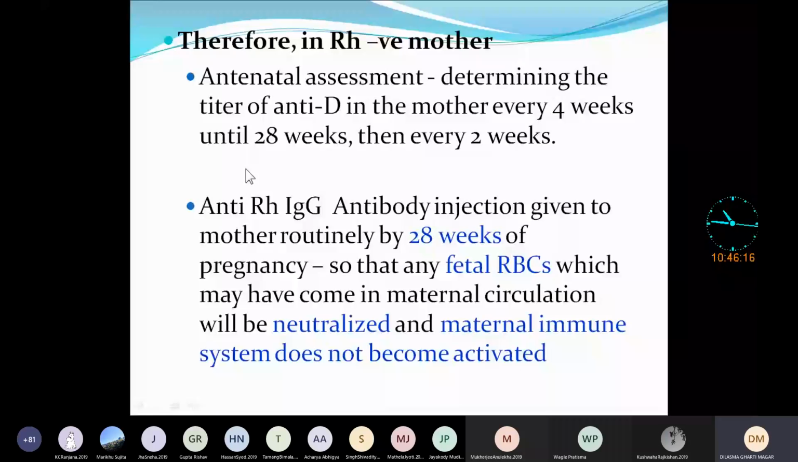So here we have to do the titration of this anti-D, and every 4 weeks till 28 weeks we can do it, to see how much is formed, whether it is high or low. Then after 28 weeks, we can do it every 2 weeks.